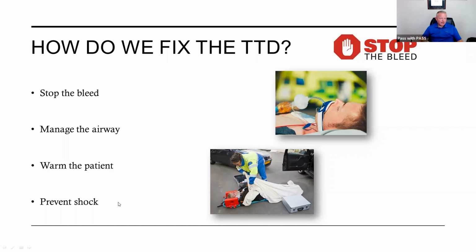And then prevent shock. So we want to keep their pressure somewhere around 90 systolically, and we can do that through a few different things. We can put them in Trendelenburg, or we can try to give them some fluid boluses, but we need to make sure that we're not overdoing that and causing that dilutional anemia.